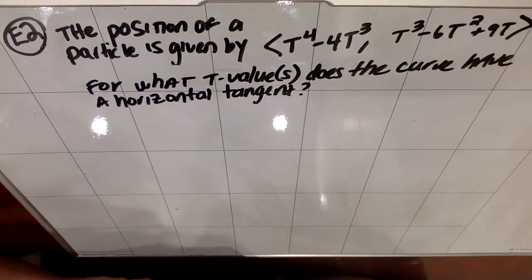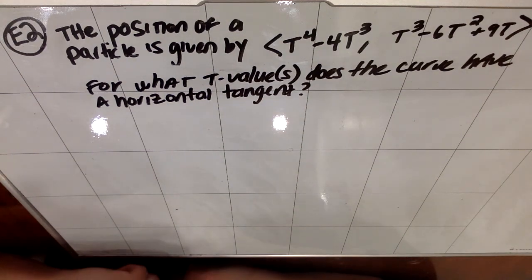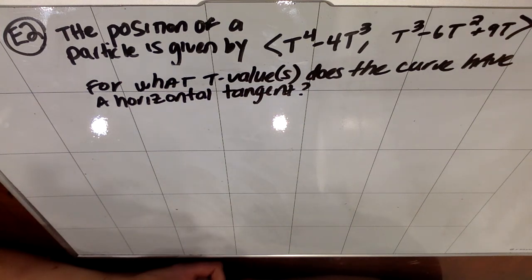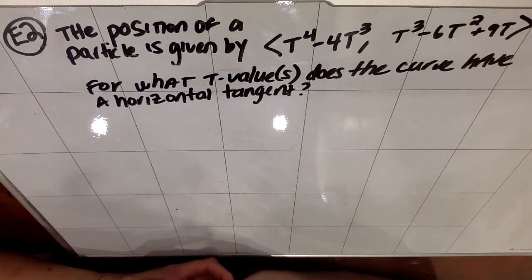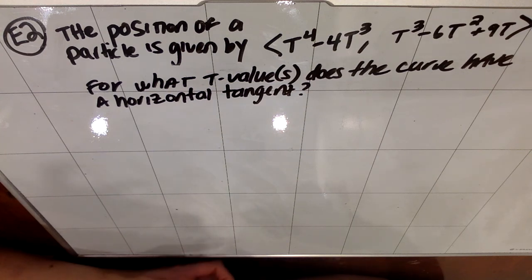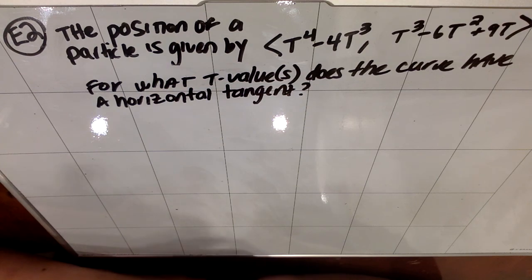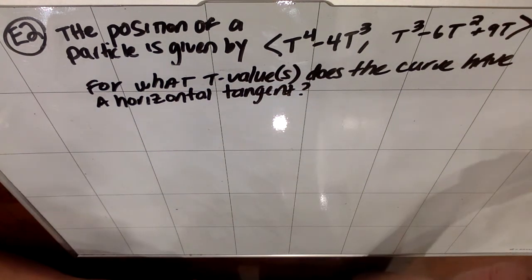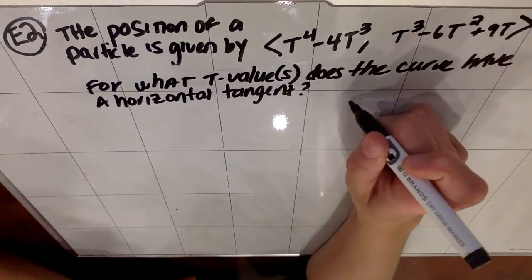Okay, so for example 2, for parametric slopes, we have the following problem. The position of a particle is given by the vector t to the fourth minus 4t cubed, comma, t cubed minus 6t squared plus 9t. So when you're given this vector notation, the first really important thing to notice is that this is the same as the notation we've seen before, just it looks different.